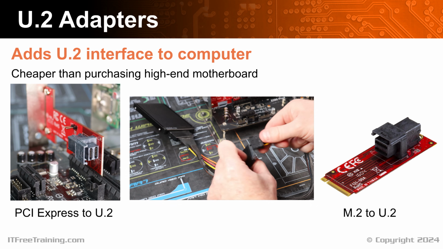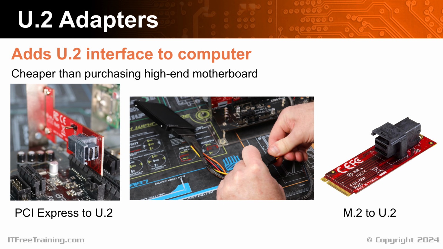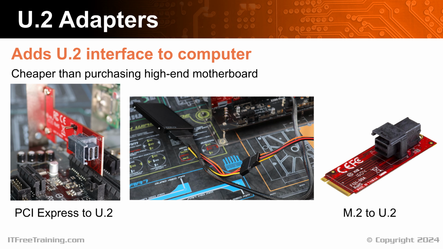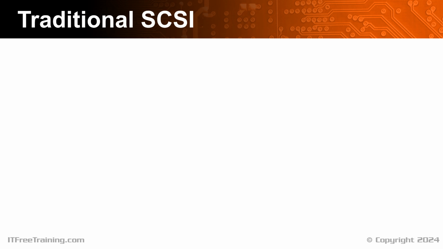The points to take away with the U.2 connector are, it supports PCI Express, and therefore you can get the same kind of speeds as an M.2 solid-state drive. Unlike M.2 solid-state drives, U.2 supports hot swapping. That covers it for modern SCSI. Now let's have a look at traditional SCSI.